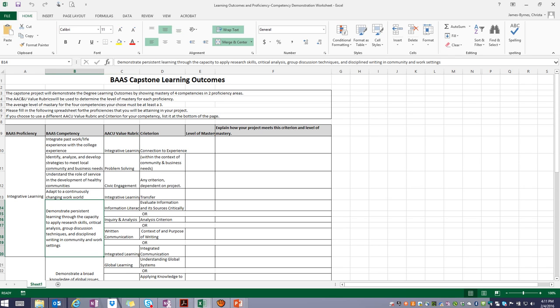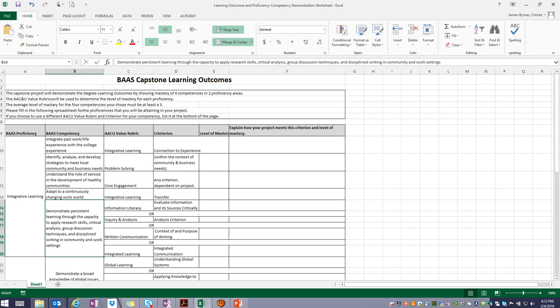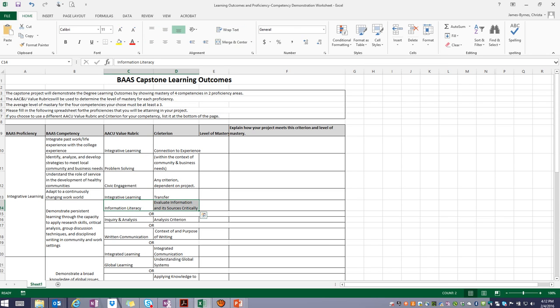Now look down here. Demonstrate persistent learning through the capacity to apply research skills, critical analysis, group discussion techniques, disciplined writing in community and work settings. That is a mouthful. Holy cow, we can do a lot of stuff right there in that one competency. So we said, wow, well, it could be attained in information literacy, looking at the evaluate information and sources critically rubric.